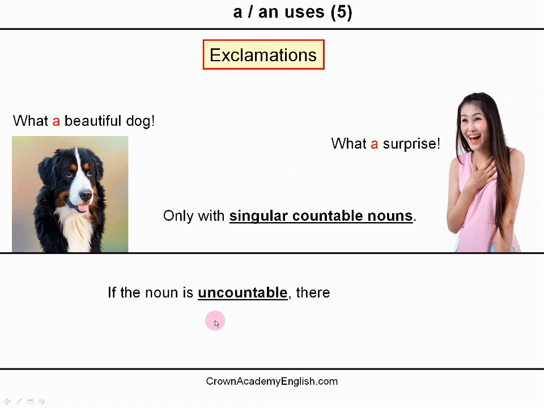If the noun is uncountable, then there is no article. There is no article at all. Example: Mark won the lottery. What luck. So luck in English is an uncountable noun. So we say what luck, and there is no article. Okay?